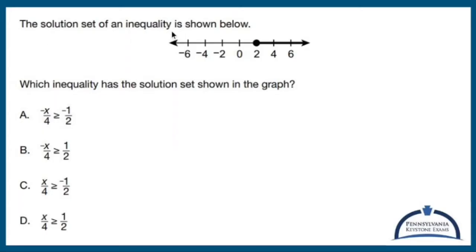The solution set of an inequality is shown below. So this appears to be x is greater than or equal to 2. It's greater than because it's going to the right. It's or equal to because the circle is filled in. And it's 2 because, well, 2.